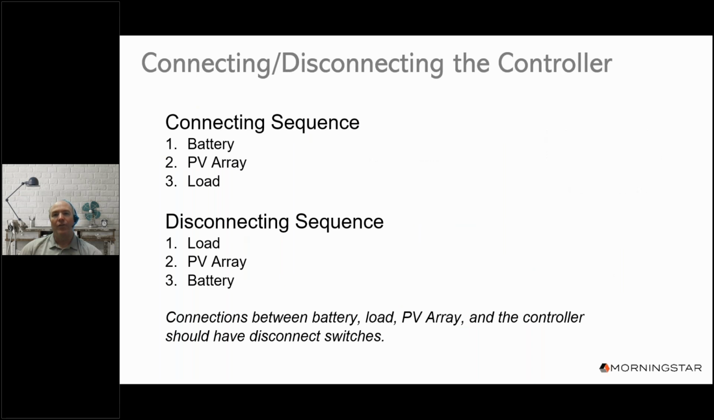When installing a controller, it's recommended that you connect and disconnect in the following order. You want to connect the battery to the controller first, then you want to connect the PV array to the controller, and lastly, you connect the load to the controller. And when disconnecting, you reverse that order. The battery provides power to the controller, so always make sure that the controller and loads are disconnected before connecting or disconnecting the battery from the controller. And this applies to all Morningstar controllers.